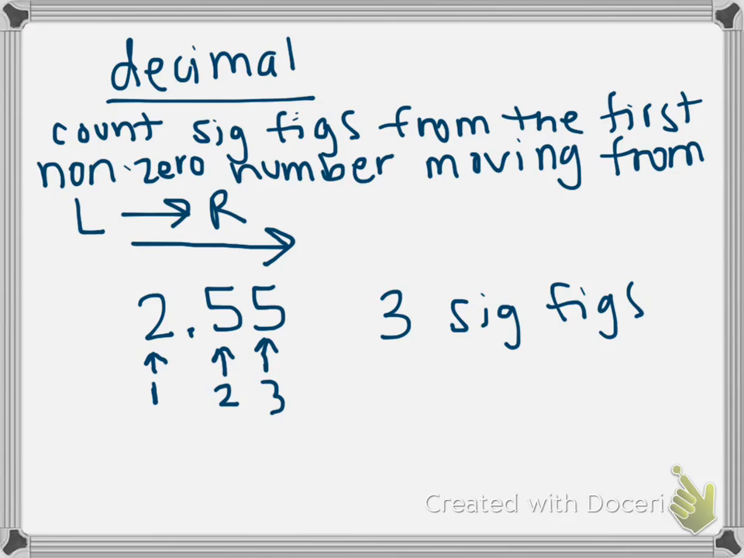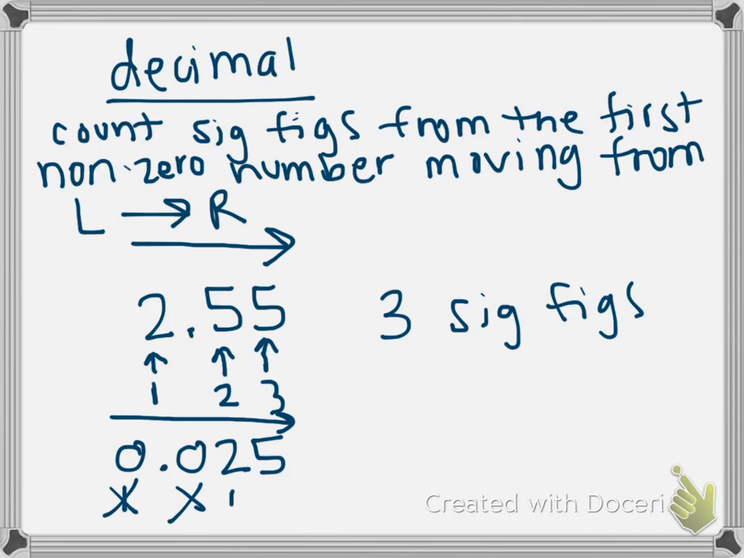Alright, I'm going to give you another example. So this number is going to be 0.025. Okay, I start counting from left to right again. But I start counting at the first non-zero number. So this is a 0, so I don't count that. Okay, don't count that. This one's a 0, so I don't count that. I start counting at the first non-zero number, which is 2, and I count until I'm done. So this number has 2 sig figs.